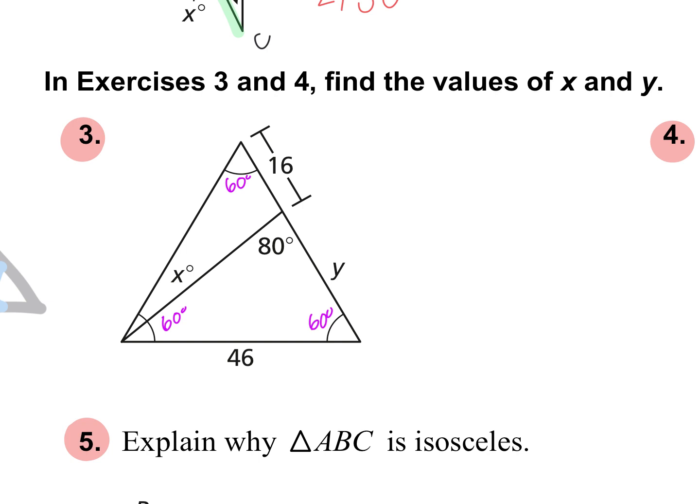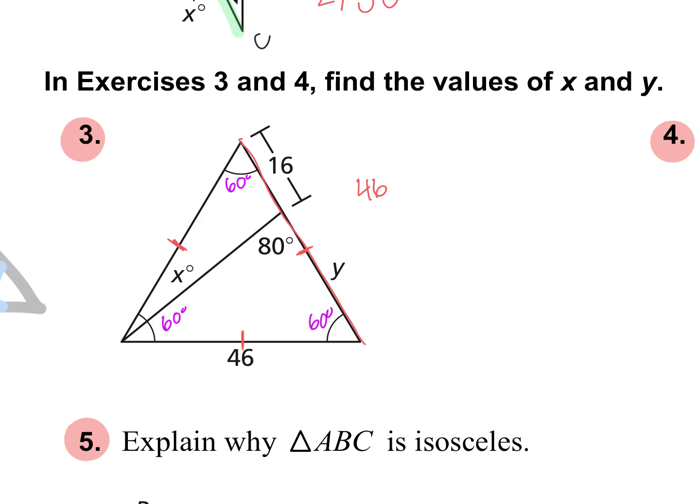Okay, so I want to try and find x and y. Because I know it's equiangular, what do I know about all my sides? If all my angles are congruent, all my sides are also congruent. So I'm going to mark all my sides. This is 46, this is 46, this is 46. If I know that this entire side is 46, and they're giving me 16 units out of that 46, what do you think I would have to do to find y?